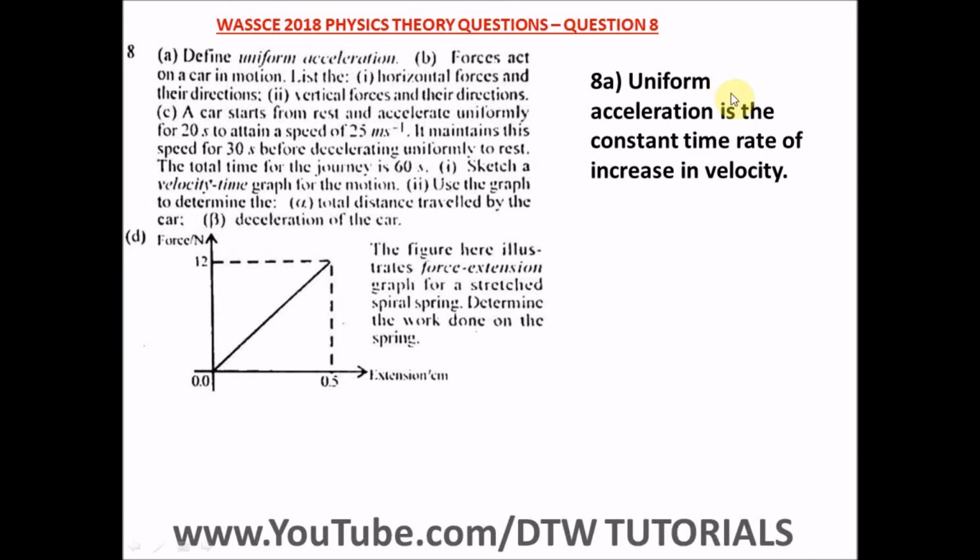Uniform acceleration is the constant time rate of increase in what? Velocity. Remember, your uniform acceleration is the constant time rate of increase in velocity. Some students will just go ahead and say uniform acceleration is the rate of change of velocity with time. No, it is not. If you do that, you are going to lose a mark here, 1 mark or 2 marks you would lose.